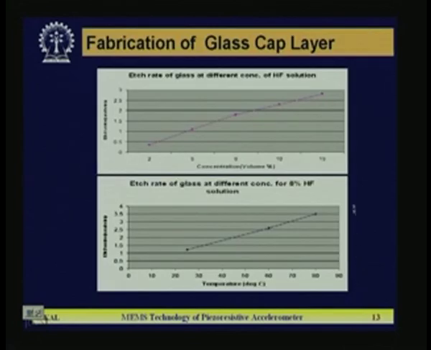Now, these are the etch rates of the glass at different concentrations. The calibration curve is shown here: the concentration versus the etch rate, and at the bottom is the temperature versus etch rate. This is an almost linear curve, which is good, and from there you have to take a certain concentration and temperature to etch your glass. Automatically, if you know the etch rate, the timing is also fixed according to how much you want to etch.